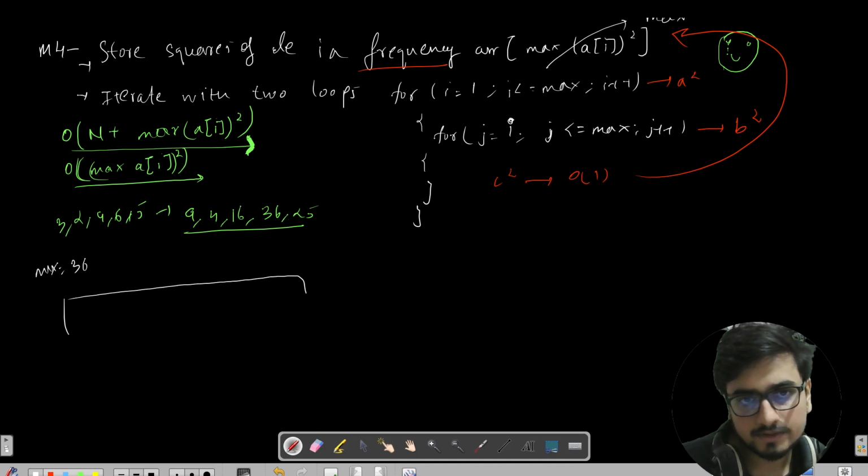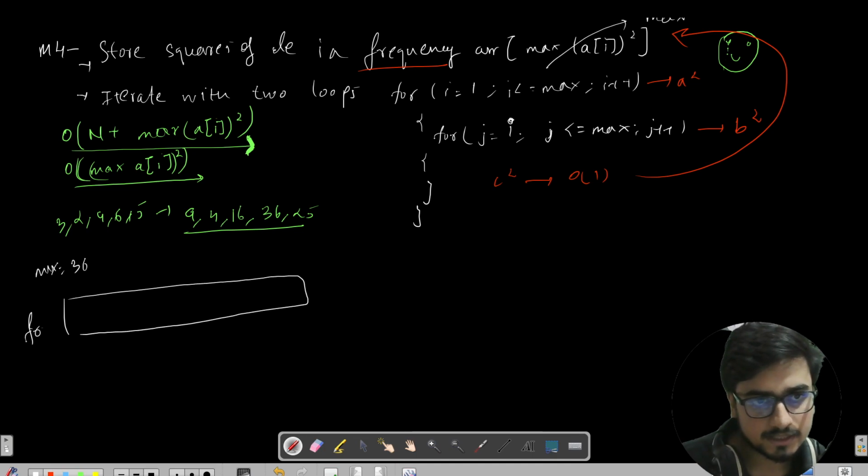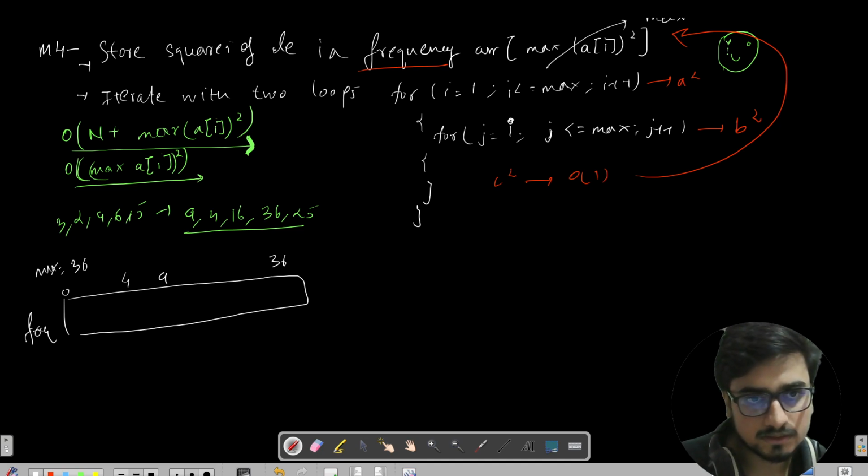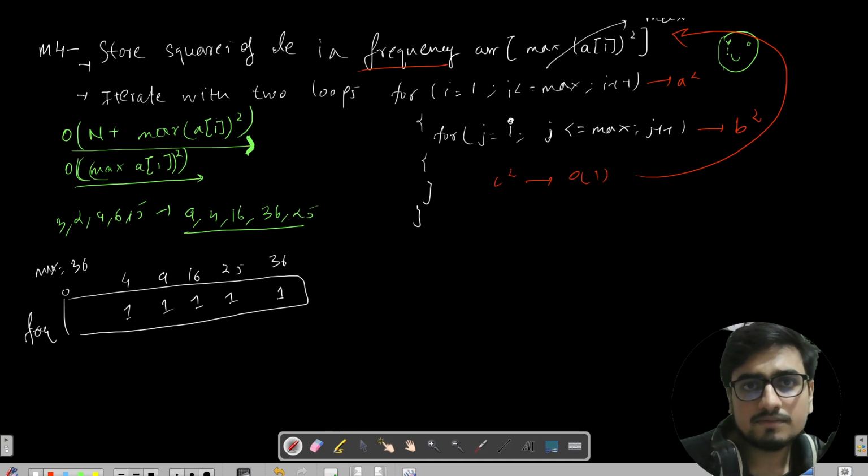So we will have a frequency array. We will have a frequency array going from 0 to 36, and we will mark the frequency of all the elements. So here would be 4 9 16 and 25. Frequencies are 1 1 1 1 and 1, right? So we will have a for loop that will be going from i equals to 1 to i less than equals to max, and we'll be finding a candidate for a square.